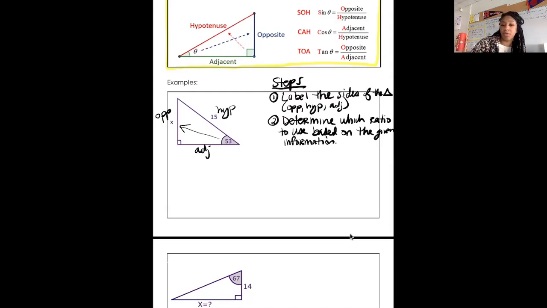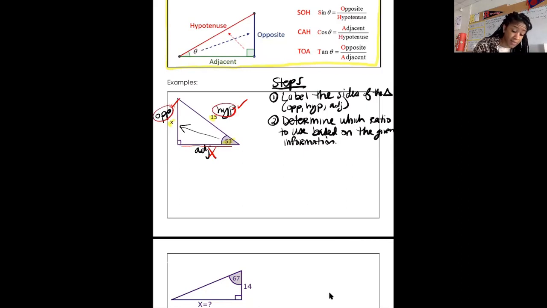Determine which ratio to use based on the given information. We're given three things: the angle, x, and 15. X is my opposite, and 15 is my hypotenuse. But do I have an adjacent? Is there anything on this adjacent side? No. So I'm working with opposite and hypotenuse.